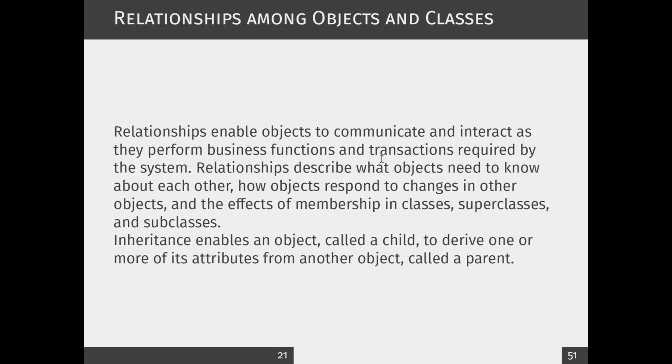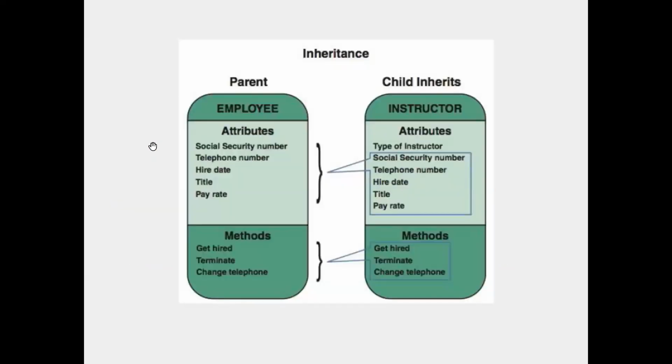So the idea of inheritance we already discussed: a child can derive one or more attributes from the parent object. So this is the idea of inheritance. When you have a parent and a child which inherits all the parent's attributes and all the parent's methods, that's what we represent in this figure.